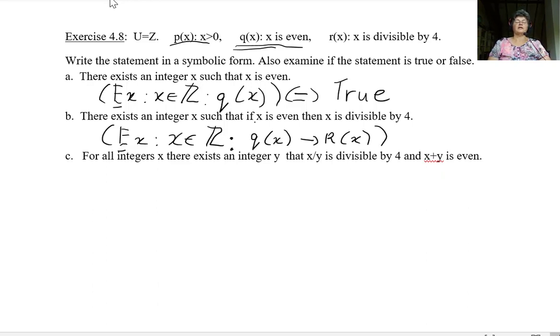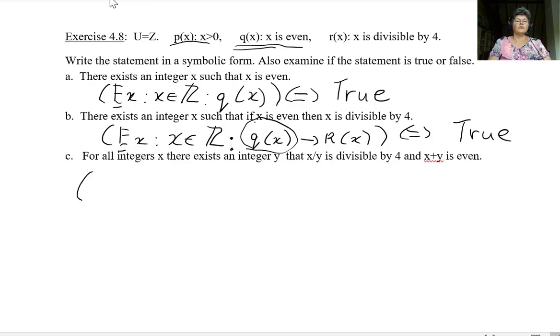Okay, then let's see if this is true as well. So is there an integer x in such a way that Qx, x is even, implies that x is divisible by 4? Well, this is a trick question, because of course you know that when we start from a false in an implication, then the complete implication is always true. So let's just take one odd number. For example, x is minus 3 or x is 5. And then the implication is always true. So again, this one is true.